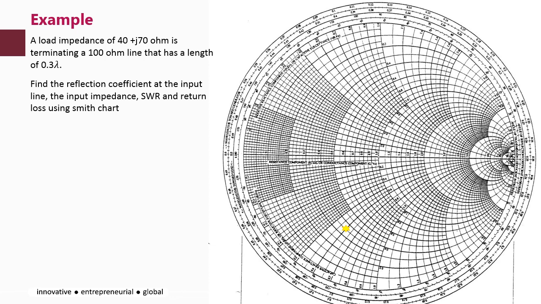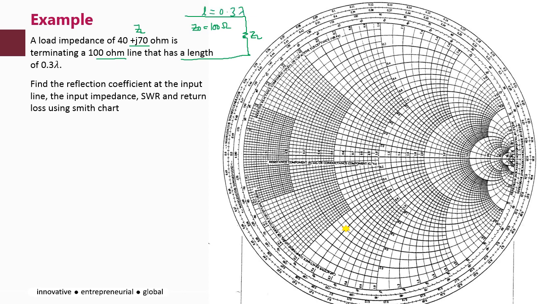Okay, let's look at another example. A load impedance of 40 + j70 ohm is terminating a 100 ohm line that has a length of 0.3 lambda. So the load impedance, ZL, is terminating a 100 ohm line, so the characteristic impedance in this case is 100 ohm, and the length given is 0.3 lambda.